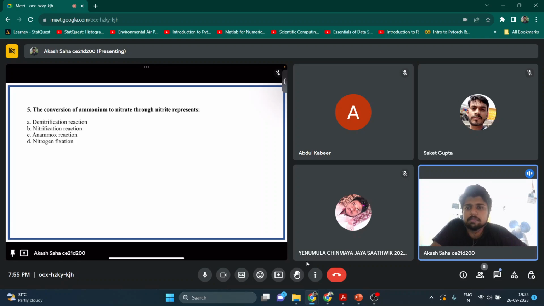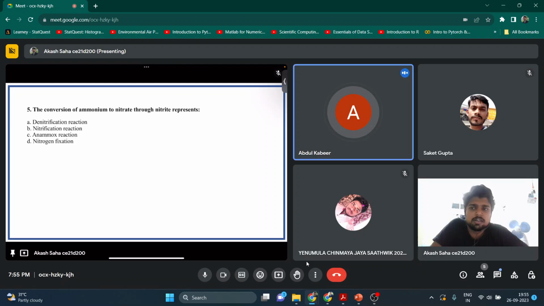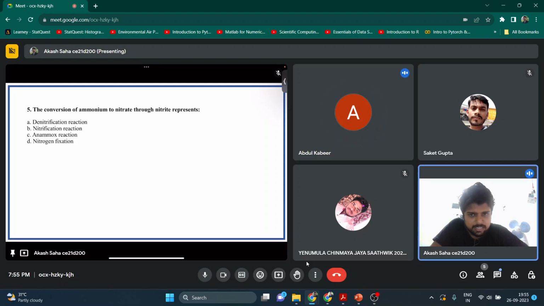It is given in the name itself. So ammonium to nitrate, it is getting nitrified. So it means it is a nitrification process, right? It is nitrification, whereas in the case of denitrification, the change from nitrate to nitrogen gas happens.